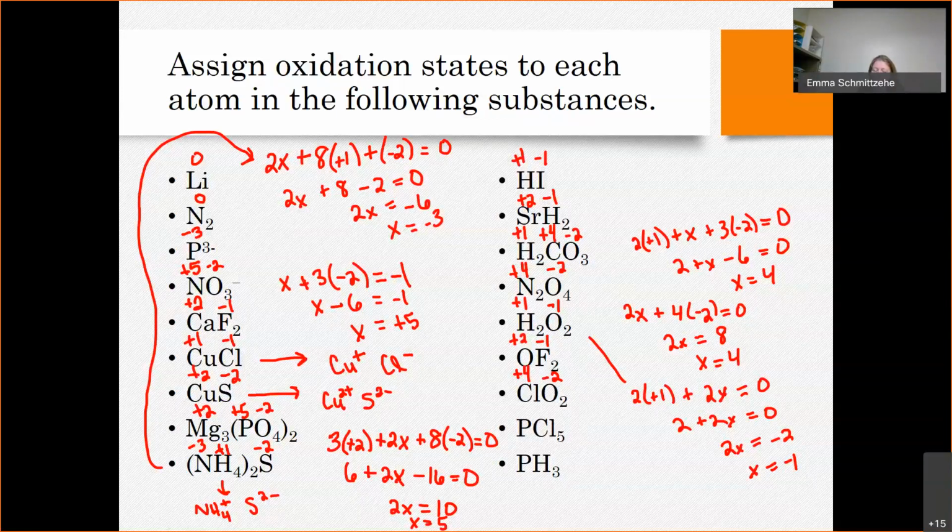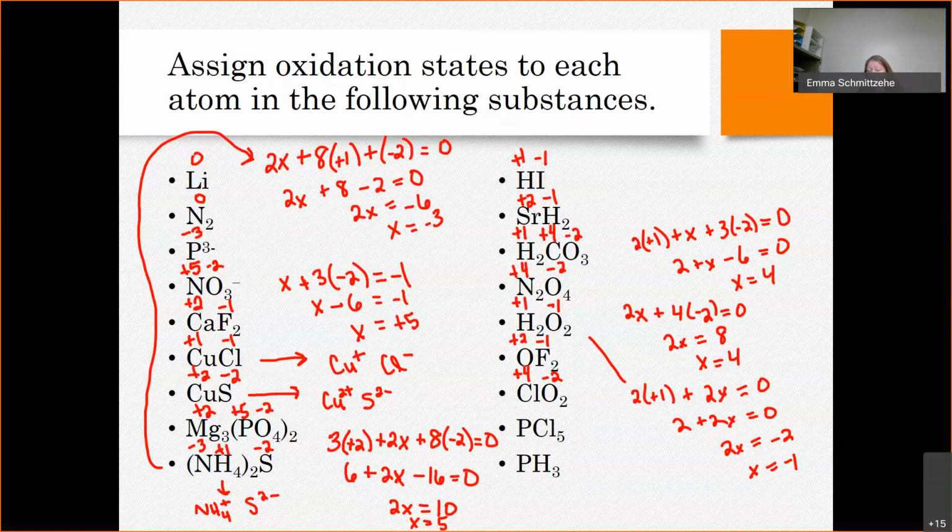So I wouldn't give you this on a test or anything, but I figured I'd point out a couple of trickier ones. So we've got PCl5. I didn't tell you anything about phosphorus. I didn't tell you anything about chlorine, because you typically don't want to start with those because they can have different oxidation states. You know, they're not always the same.